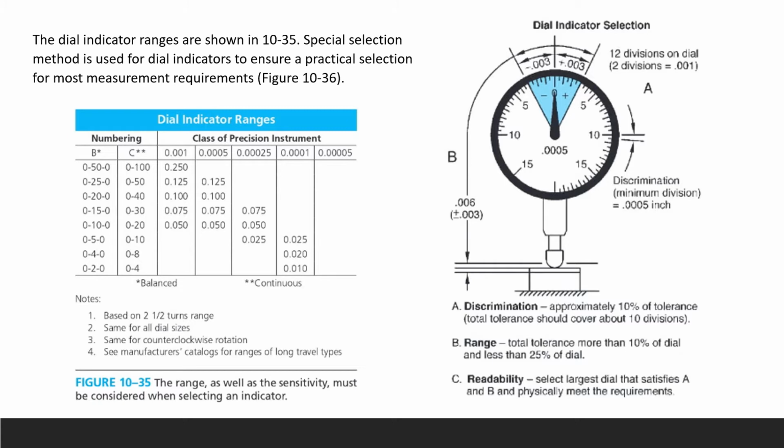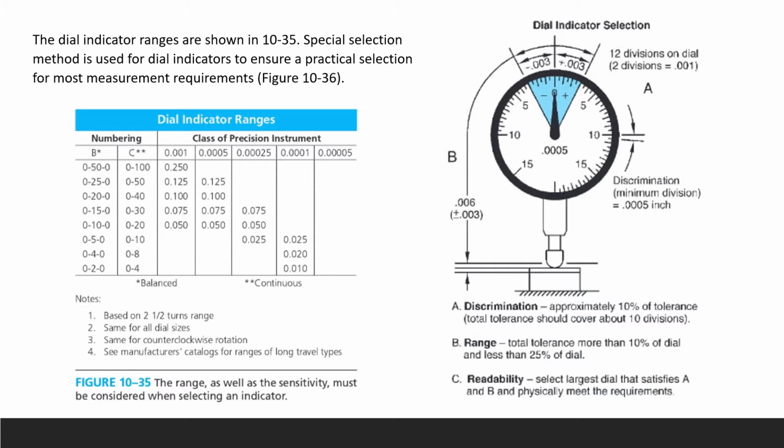So here is the indicator selection. Here's your hand, and here's your standard 0.0005. That's your graduation going that way. So 12 divisions on that, 2 divisions going 0.001. So you just go with that for each graduation. You can calculate it either way, going to the left or to the right. To the right plus, to the left minus. Again, each increment is 0.0005. And you can do the math.